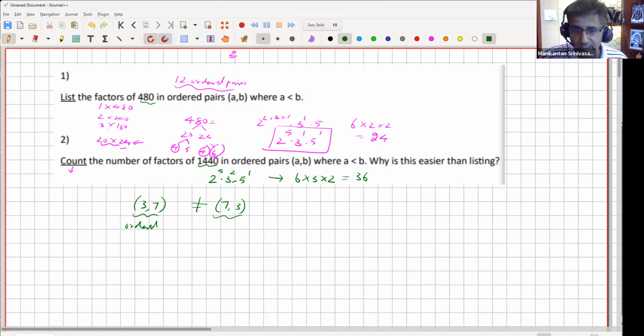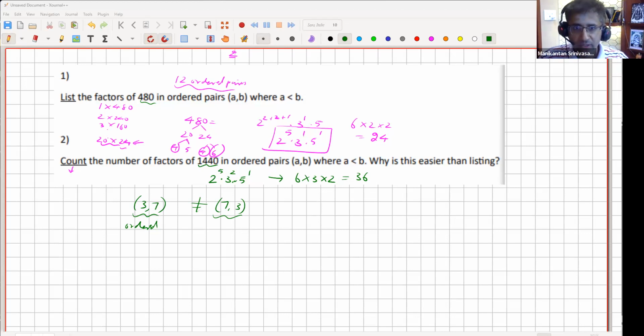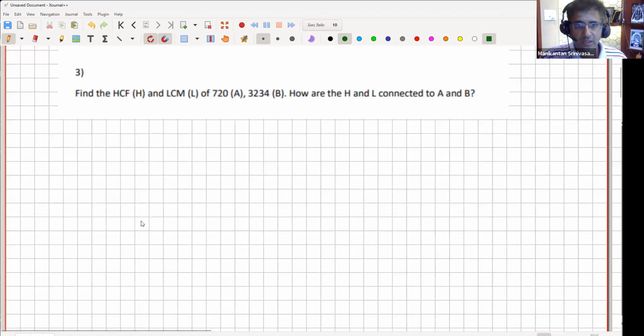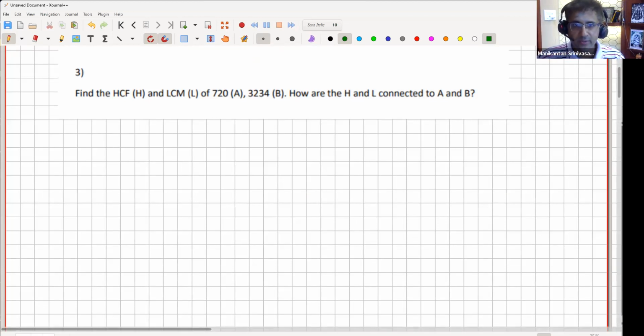Question 3, find the HCF and LCM of 720 and 3234. You can just tell me in terms of powers of prime numbers. That's fine. Apurva, what did you get on this one? So actually, I misunderstood the question, so I just wrote that HCF times LCM is equal to the product of the two numbers. I didn't get it into the prime factors.